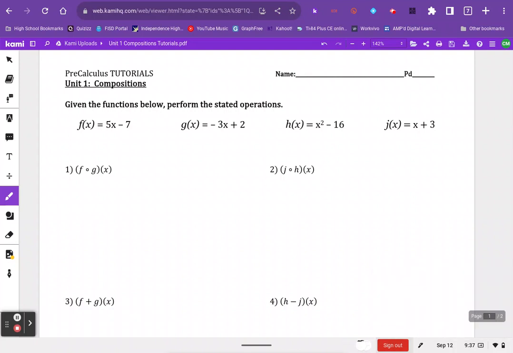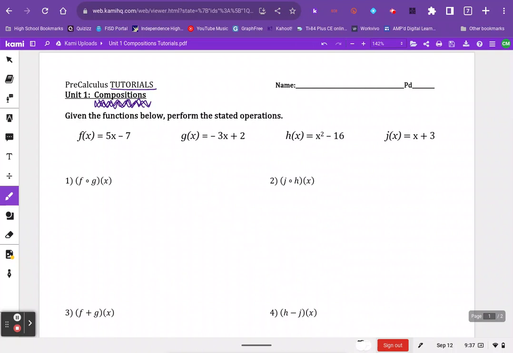Okay, this is a tutorial on compositions. If you have not yet completed the assessment or reassessment for compositions, this will give you a lesson on how to complete a composition. You should print out a blank copy of this tutorial page and use it as I go along through the video and work through each of these problems.